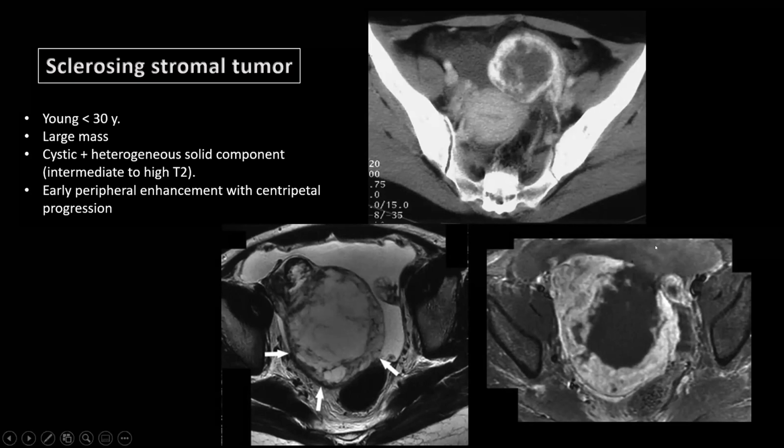However, it has a characteristic appearance of enhancement, which begins in the periphery of the lesion and then causes centripetal filling in the delayed phases. So these are different patients, one with CT and one with MRI, showing the same appearance of the peripheral hypervascularity.